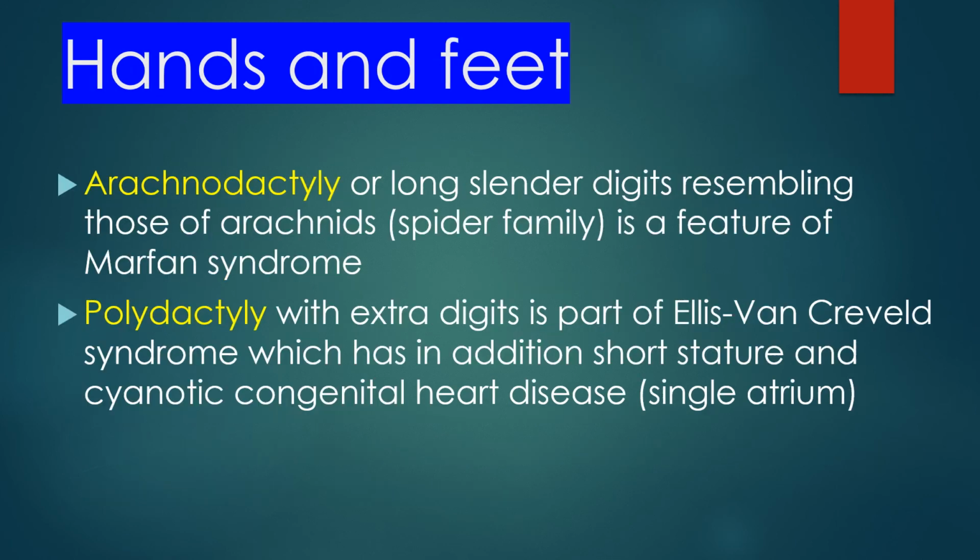Arachnodactyly, or long slender digits resembling those of arachnids, that is the spider family, is a feature of Marfan syndrome. Polydactyly with extra digits is part of the Ellis-van Creveld syndrome, which has in addition short stature and cyanotic congenital heart disease like single atrium.